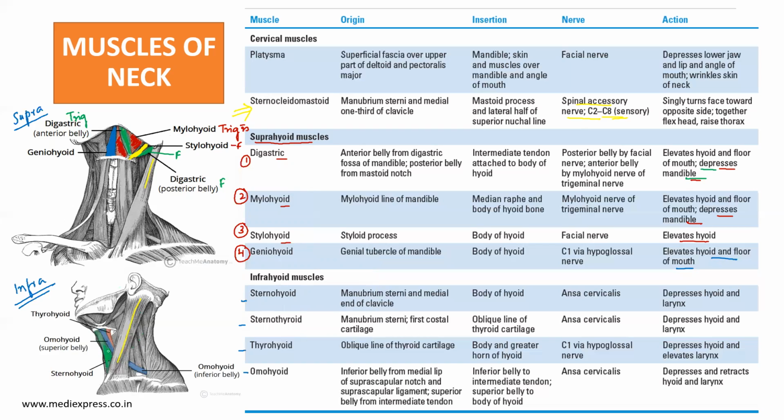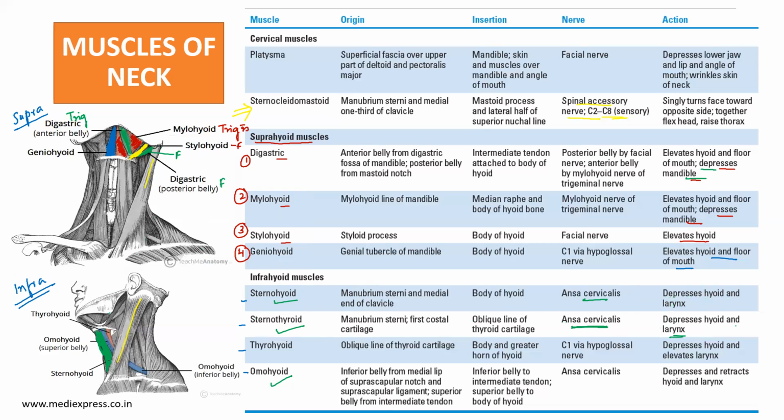This is the sternohyoid muscle. It is supplied by the ansa cervicalis. Ansa cervicalis supplies the sternohyoid, the sternothyroid as well as the omohyoid muscle. The basic function of the infrahyoid muscles is to depress the hyoid bone as well as the larynx. Now the sternothyroid muscle is again supplied by the ansa cervicalis, and it also depresses the hyoid bone as well as the larynx.